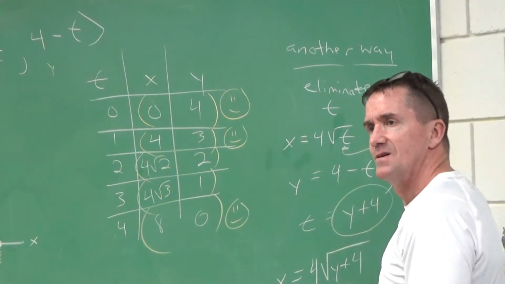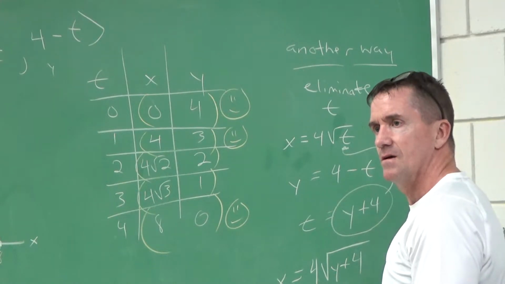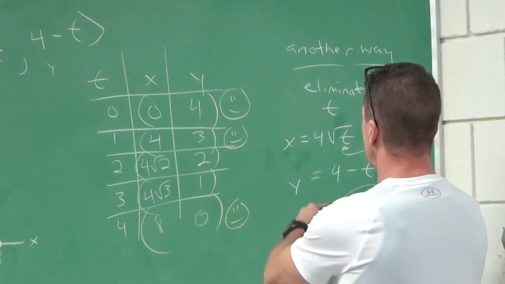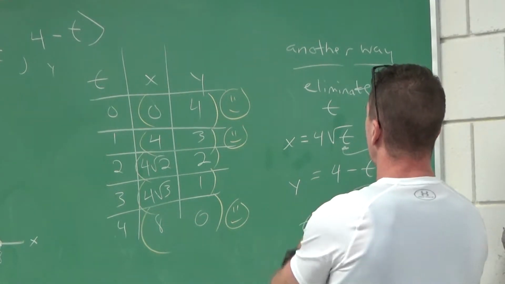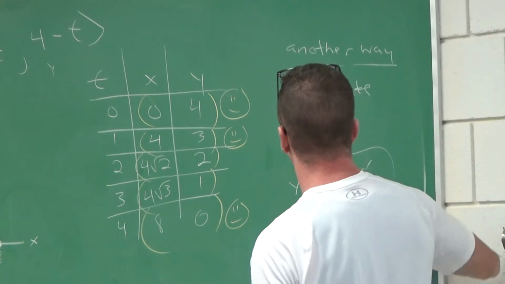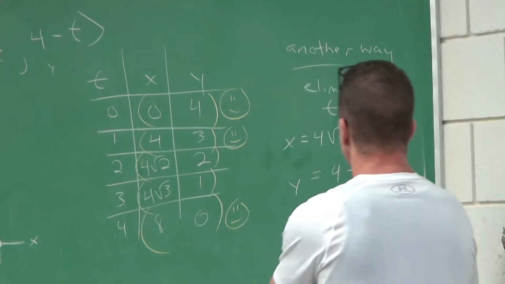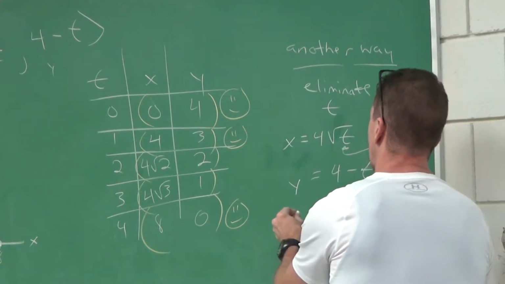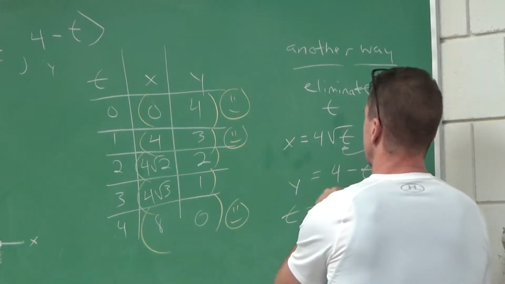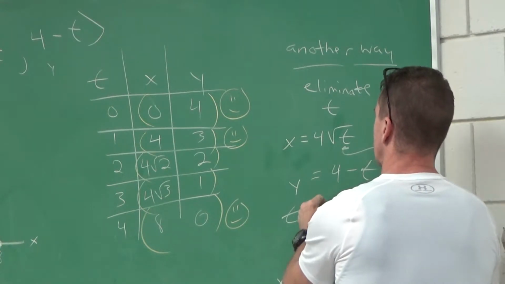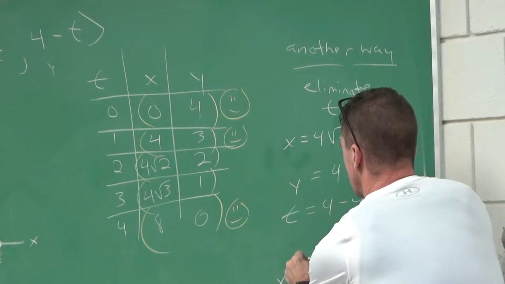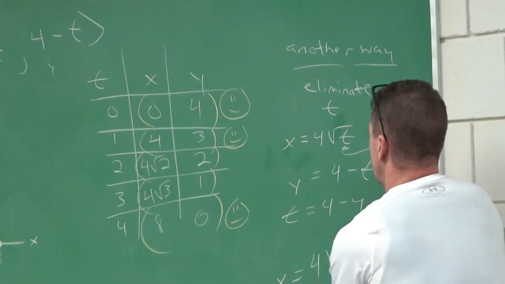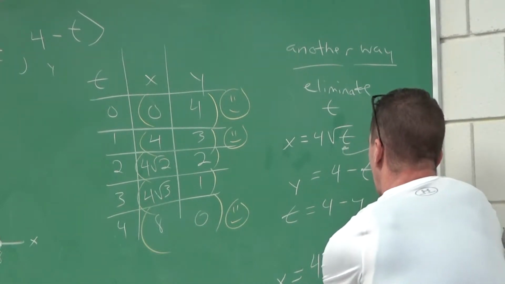So there's one way you can look at it: I got a curve now. In this case, t would equal, we add t to both sides, 4 minus y, and then we would have x equal to 4 times the square root of 4 minus y.